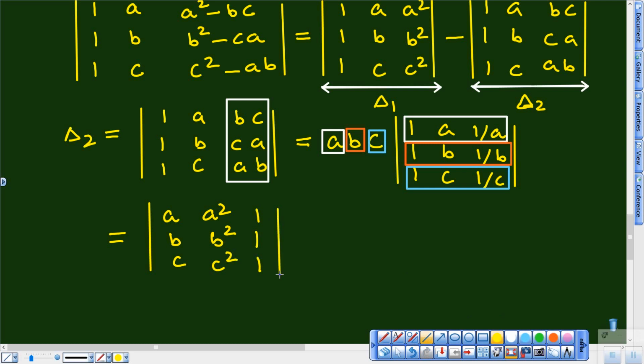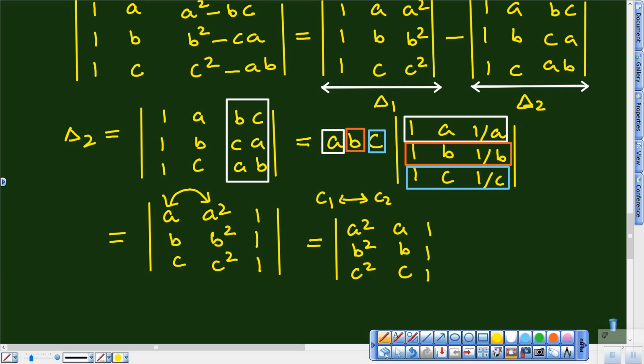Now, there's yet another property of determinant which says that swapping any two rows or any two columns, like I swap column 1 and column 2, will bring in a minus sign before, right? So symbolically I can write it as column 1 swapped with column 2. Let me write it slightly here so that I get space, and this becomes a square, b square, c square, a, b, c, 1, 1, 1 with a minus sign before. Why minus sign? Because swapping of any two columns brings in a minus sign before the determinant.